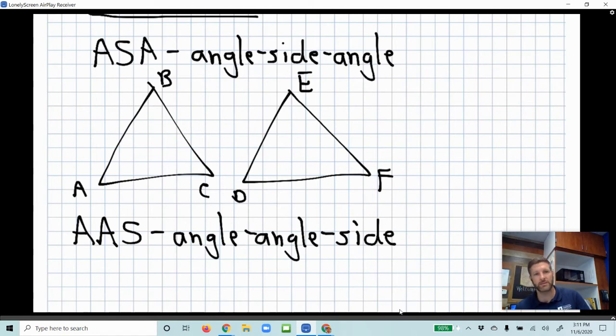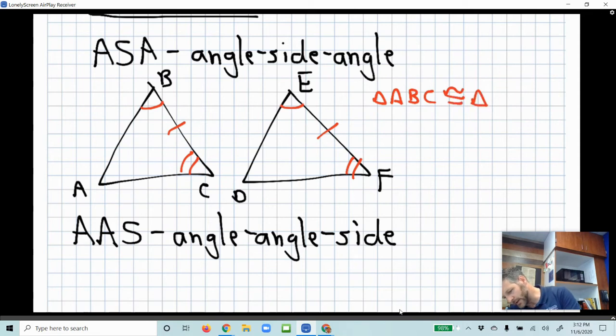But this way is simply if I have an angle and then I have another angle and I know the side in between. So not only can you do side, angle, side, you can use angle, side, angle. And so that would be enough to prove that triangle ABC is congruent to triangle DEF. Okay, so angle, side, angle is acceptable. And again, notice it means the S is between the two angles.